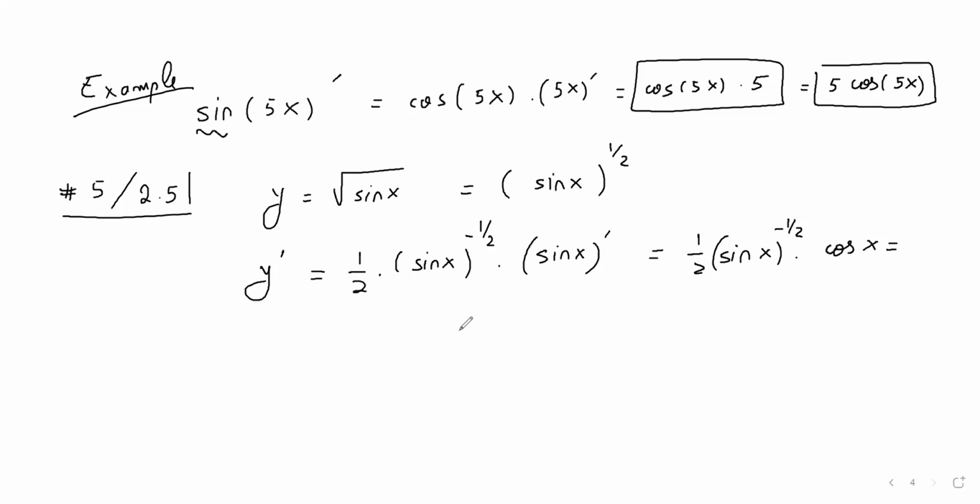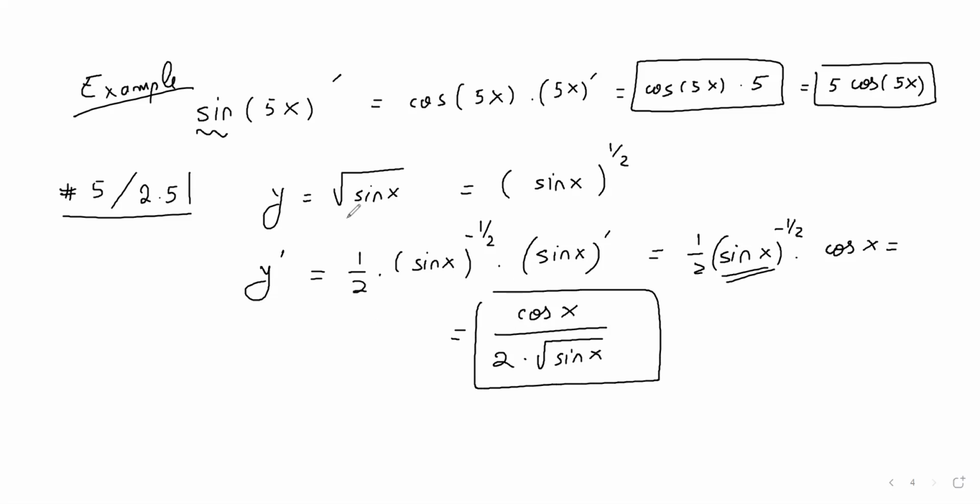If we write this as a fraction, and a lot of people like to write this as a fraction, that's going to be cosine x divided by 2 times sine x to the 1/2. Why am I saying divided? Because of the negative exponent. That's the same as the square root of sine x. So look at that. We started with something mild over here, and we ended up with this kind of monstrous quantity for the derivative. So this is the derivative of the square root of sine x.